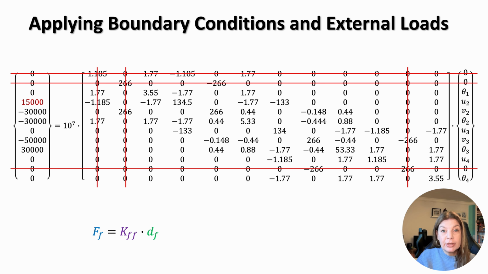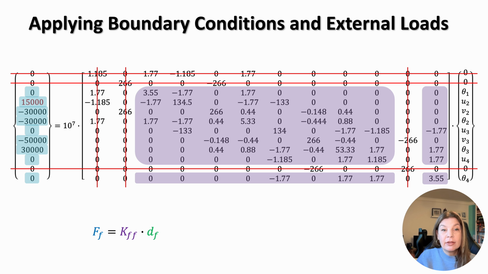Next, we apply support conditions to reduce the global stiffness system. By removing the restrained degrees of freedom, rows and columns for degrees of freedom 1, 2, and 11, we obtain a reduced matrix containing 9 equations for 9 unknowns. This reduced form retains the essential structural behaviour while enforcing the physical boundary conditions at the supports. We can now see the reduced force vector FF, the reduced submatrix KFF, and the 9 degrees of freedom.